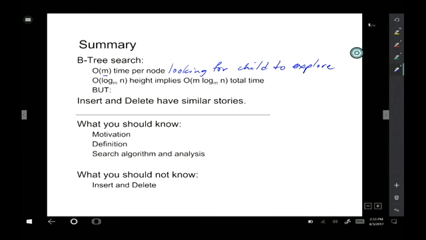Okay? And the argument that we just had says that the total running time in searching for a key is O(m), which depends on the time that we might spend at each level. But again, consider m to be a large fixed constant.